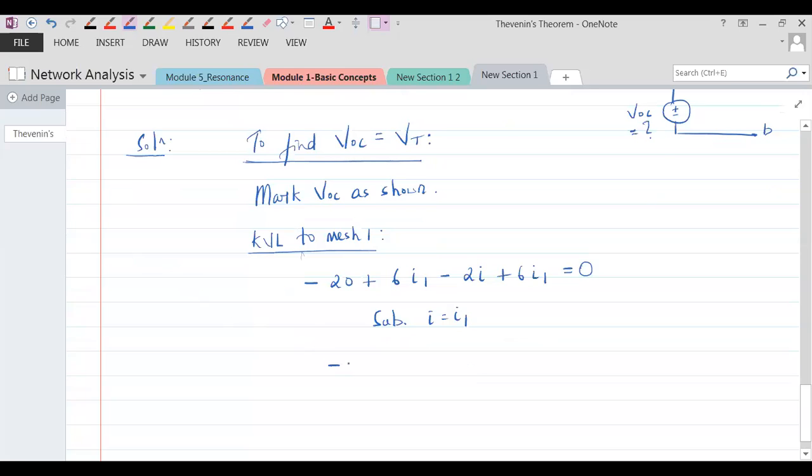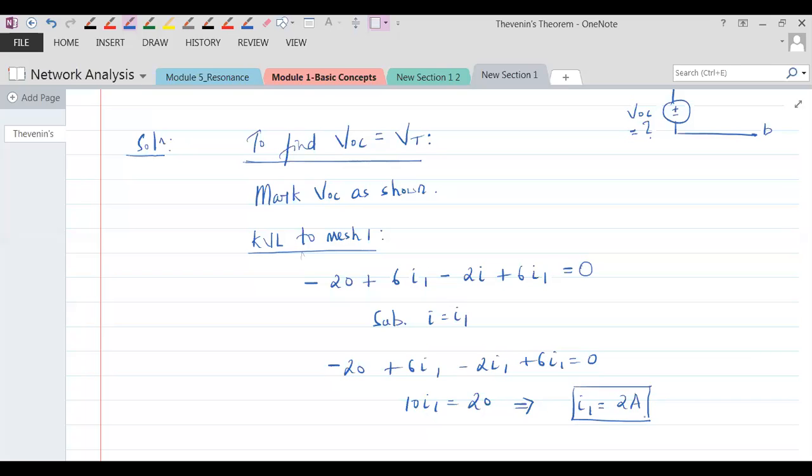So it would be minus 20 plus 6I1 minus 2I1 plus 6I1 equal to 0. 6 and 6 would give you 12. 12 minus 2 is 10 I1. So 10 I1 equal to 20, which means that our I1 is 2 amps. Everybody understand that? I1 is 2 amps.